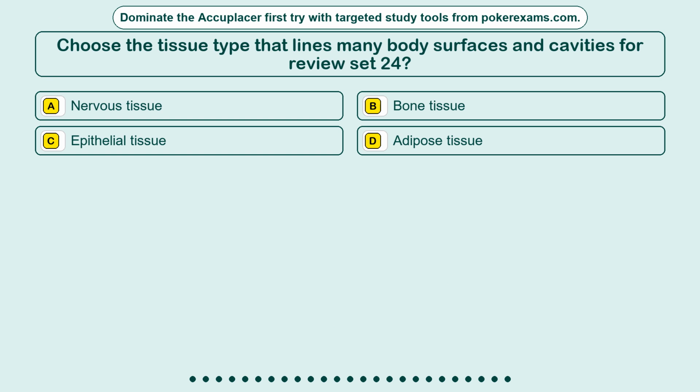Question 24. Choose the tissue type that lines many body surfaces and cavities for review set 24. Option A. Nervous tissue. Option B. Bone tissue. Option C. Epithelial tissue. Option D. Adipose tissue.